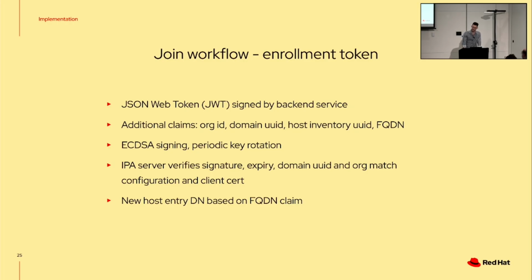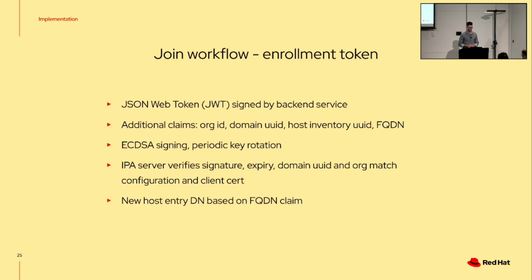But looking at what is in that enrolment token in a bit more depth, that's a signed JSON Web Token with a bunch of the standard claims and some additional claims that include the organisation ID, the domain UID, the host inventory ID, and the fully qualified domain name of the machine that is joining. We're able to periodically rotate these keys on the server side. I think we're set up to do that once a month at the moment in terms of our deployment on Hybrid Cloud Console.